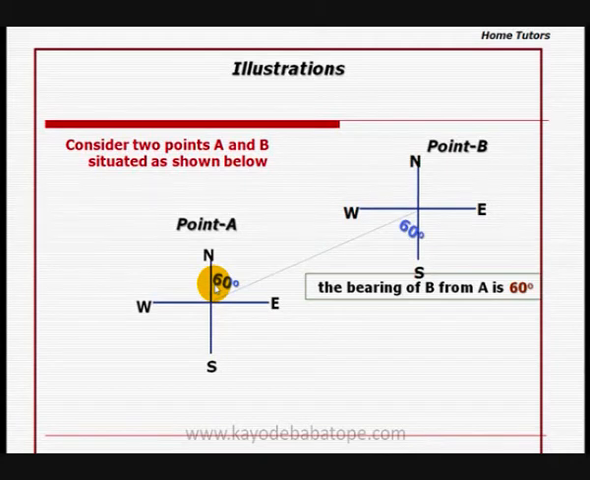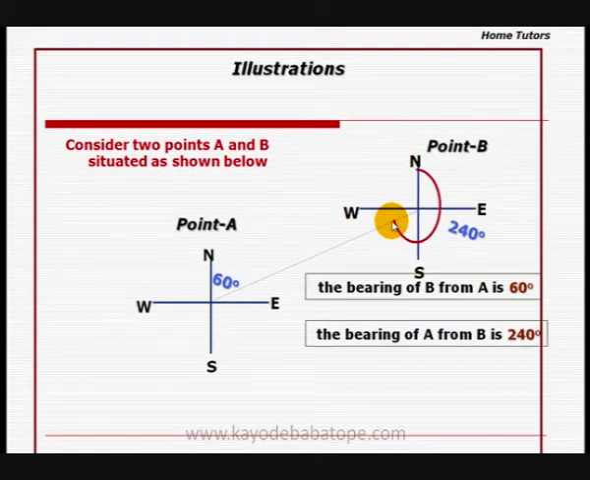However, according to the principle of alternate angles, if this point is 60 degrees, so also this point will be 60 degrees. Okay, so therefore, the bearing of point A now from point B will be 240 degrees. You know what we just did? We have said that this point will be 60 degrees.